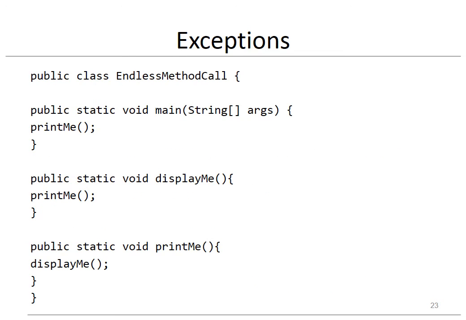Here's another example. We have a class with three methods: main, displayMe, and printMe. The main method calls the printMe method. The latter calls the displayMe method, which again calls the printMe method. What will happen here?